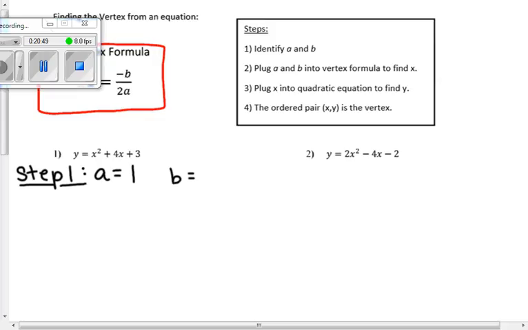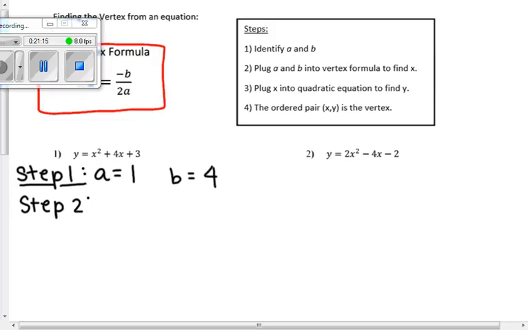Likewise, with B, we are looking at the second term, and notice that I circle the sign that is in front of the second term. That sign is going to be included. So here, our B would be positive 4. So we should be good on step 1.